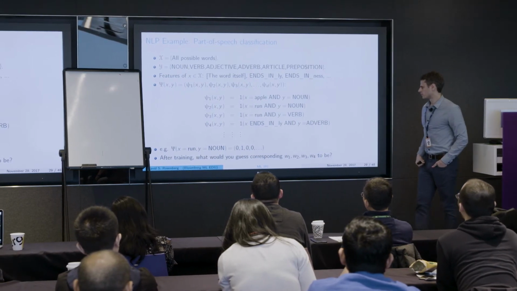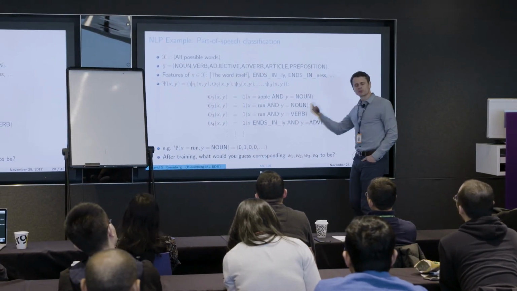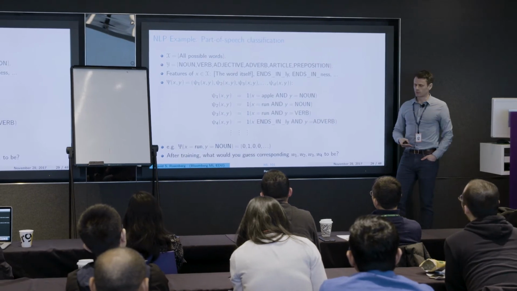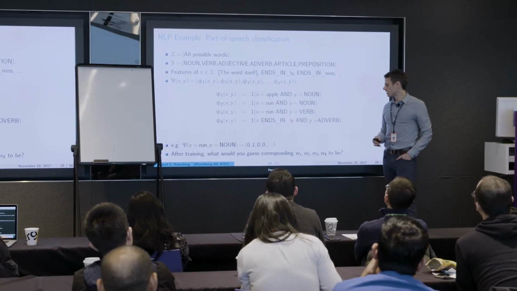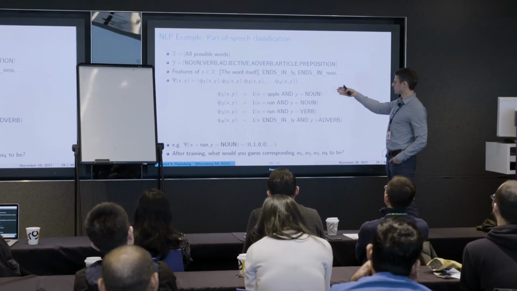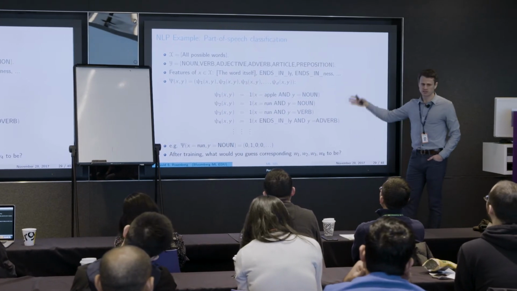All right. So, suppose we train the model on a bunch of examples. What would you expect the W1, W2, W3, and W4 would be corresponding to these features?